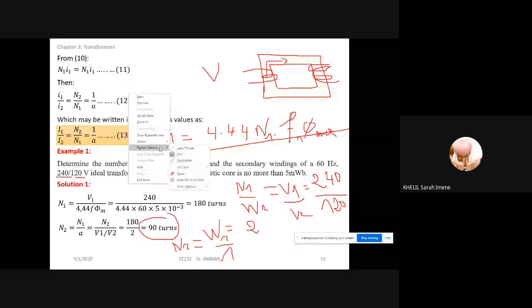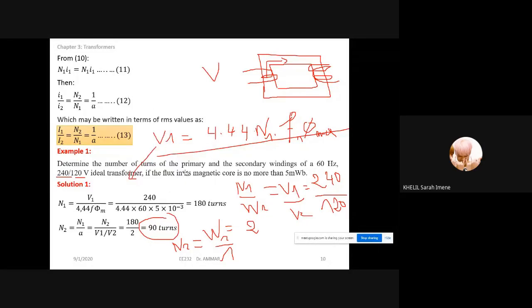Sir, I have a question concerning this exercise. Concerning N2, can we use the same expression that we use to calculate N1? Yes, the same expression. I didn't try it, but yes, we will. The flux is the same. The frequency is the same. We are going to replace 240 with 120. So yes, it's the half.